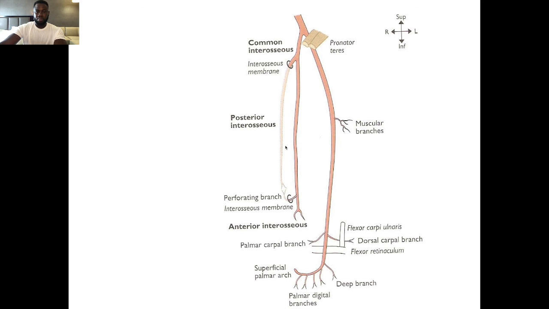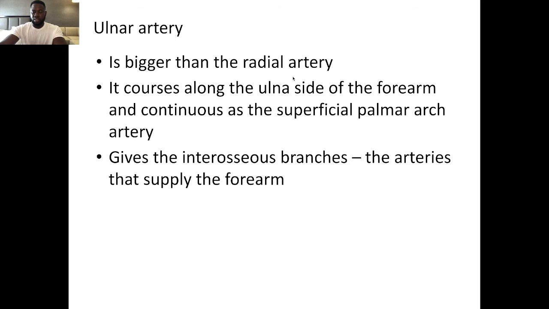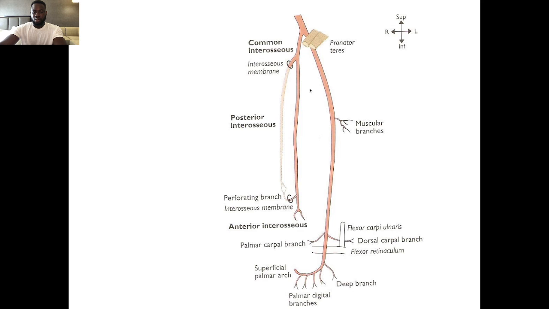For this one also, we have to know this anterior interosseous branch, what it's doing, and we also have to know this other branch over here. Like this is a posterior interosseous branch, the anterior interosseous branch. They want us to know it, so let's just pay attention to that. Okay, that's the ulnar artery.